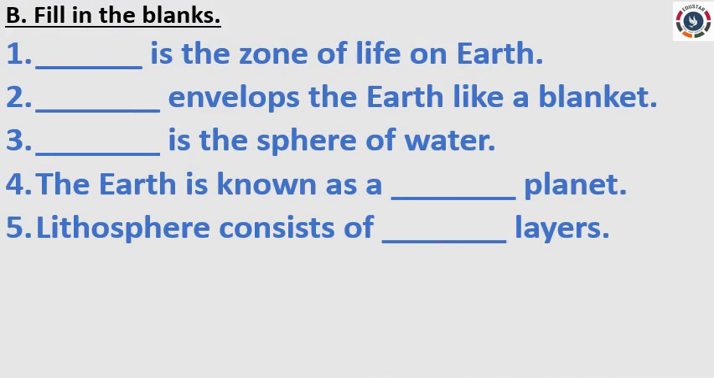Part B. Fill in the blanks. First one, dash is the zone of life on earth. Number 2, dash envelops the earth like a blanket. Number 3, dash is the sphere of water. Number 4, the earth is known as a dash planet. Number 5, lithosphere consists of dash layers. Use black pen to write the answer, and for the question, use blue pen to write. Is it clear, students? Write neatly. Okay.